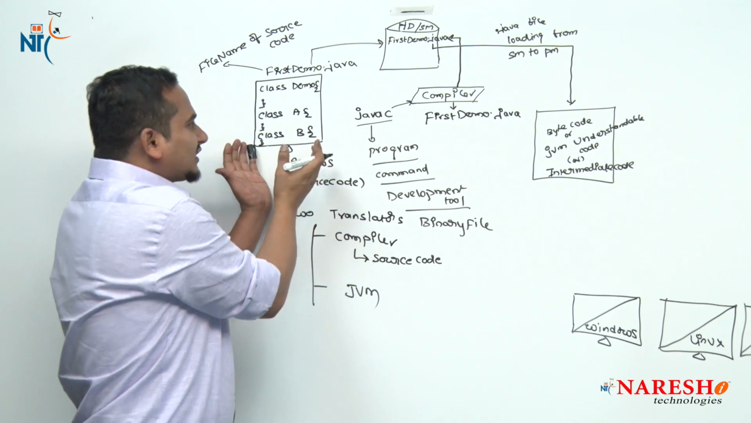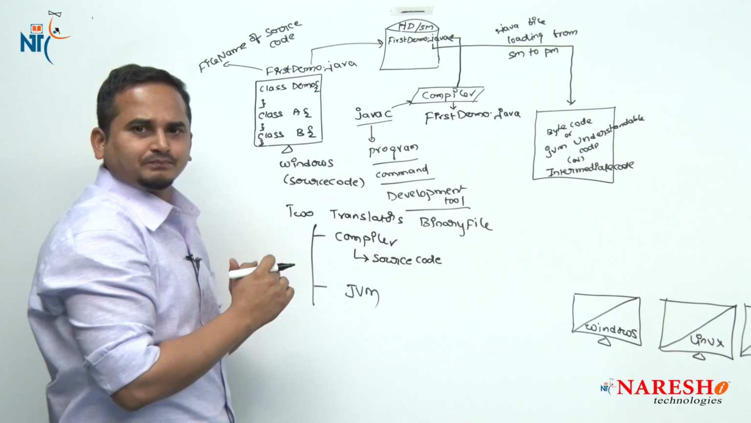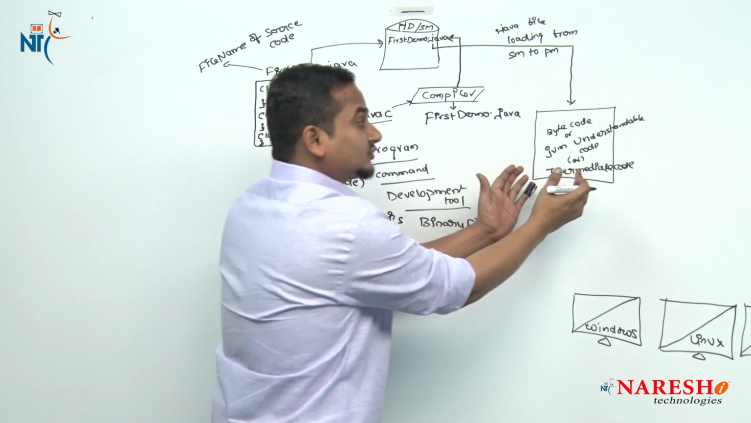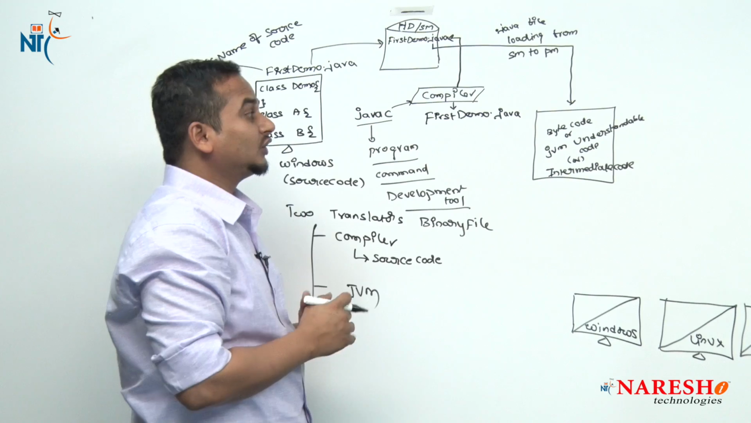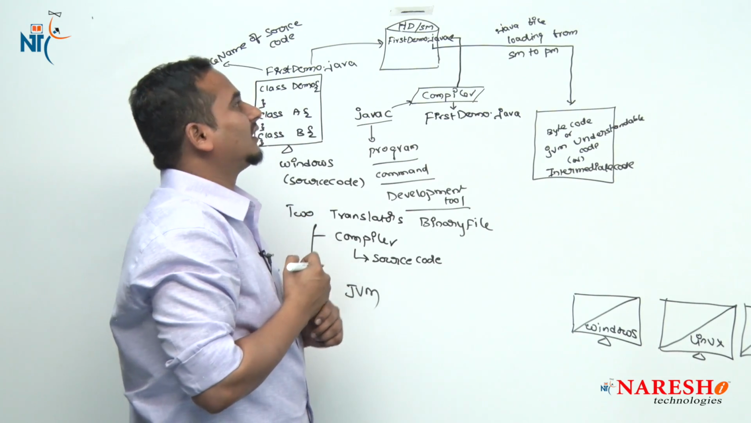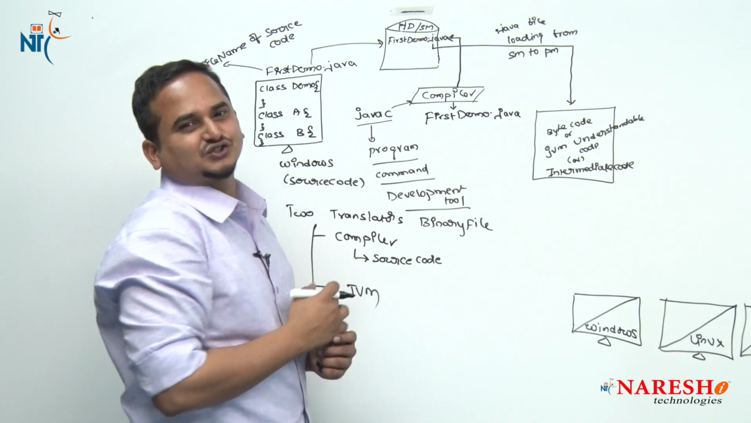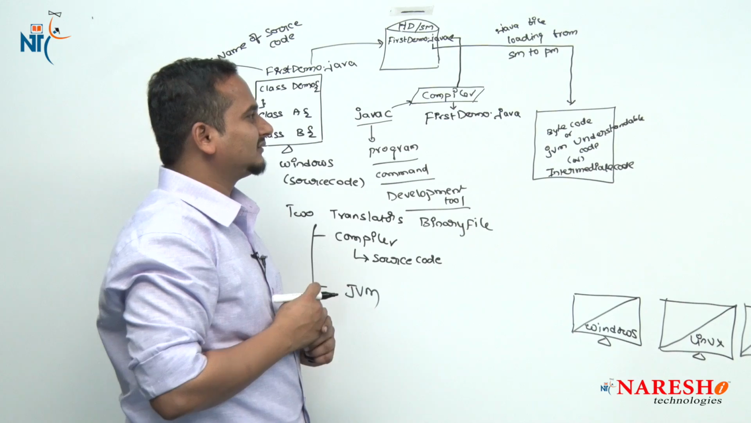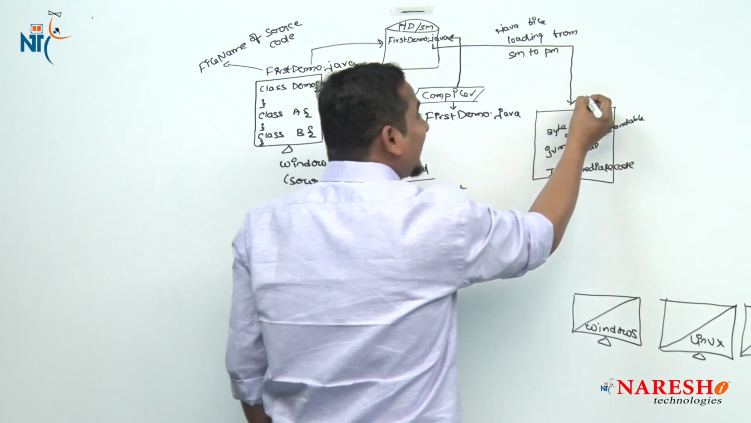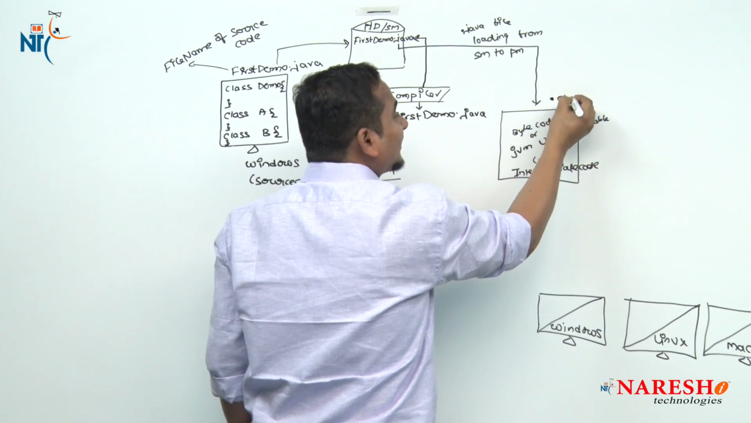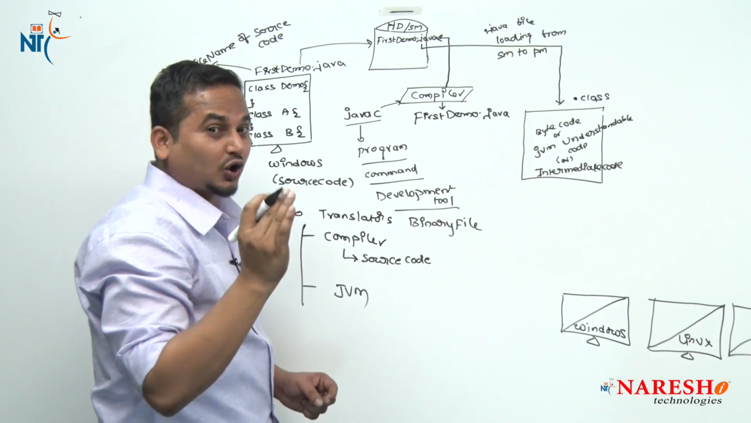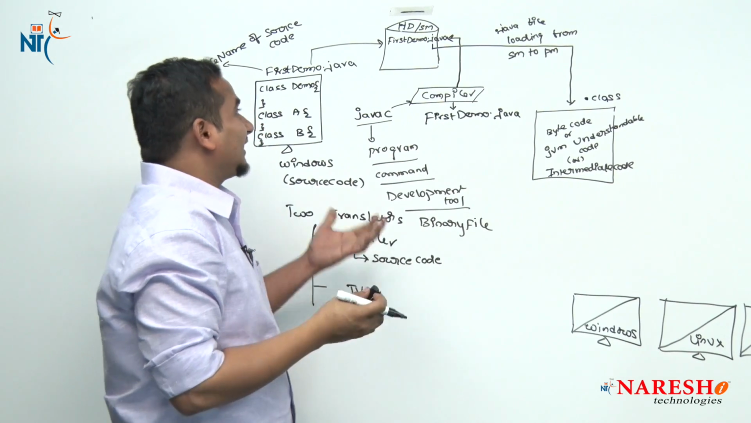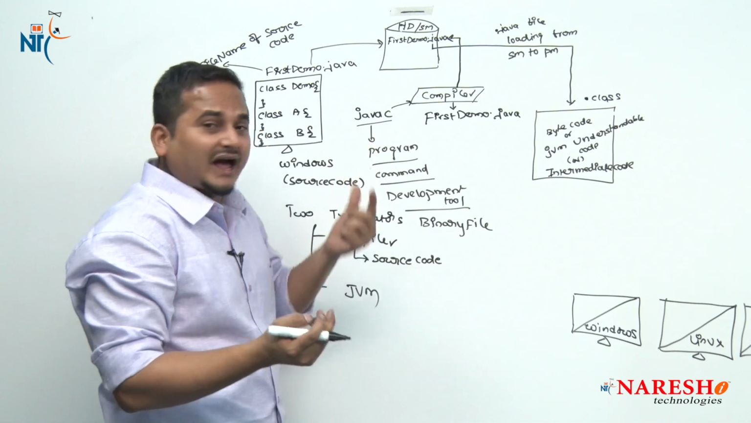If you want to save the source code, we have a file name. If you want to save the bytecode, what do we require? Again we need one more file. Who will create that file? Automatically the compiler creates that file, and that file extension is always dot class file. Now every file has a name. Here I am giving firstdemo.